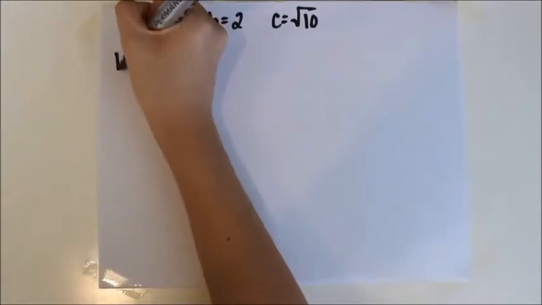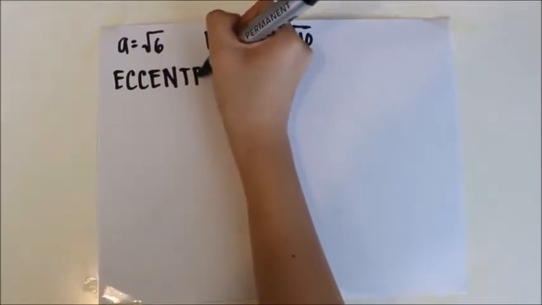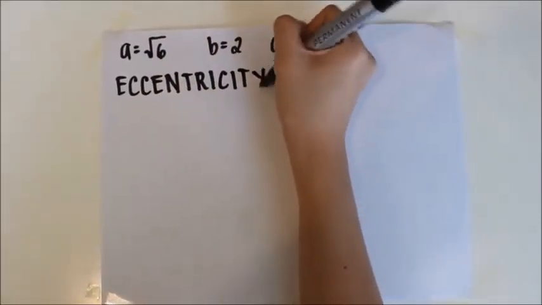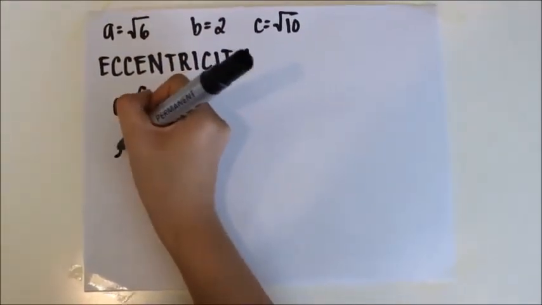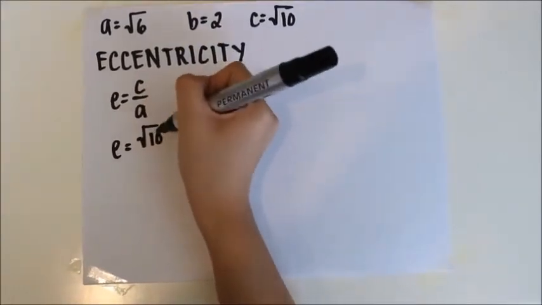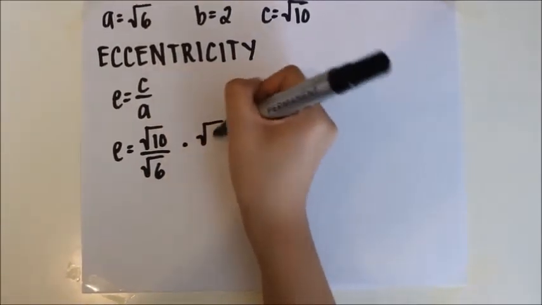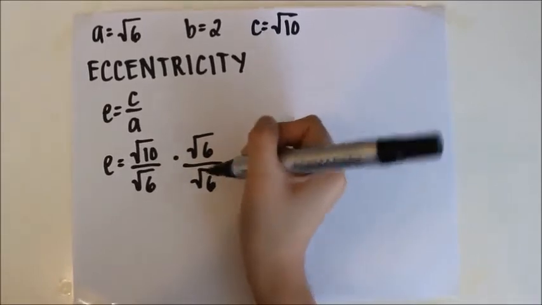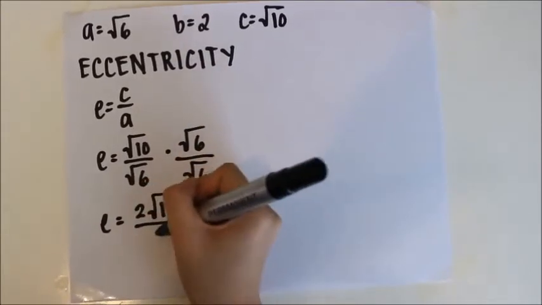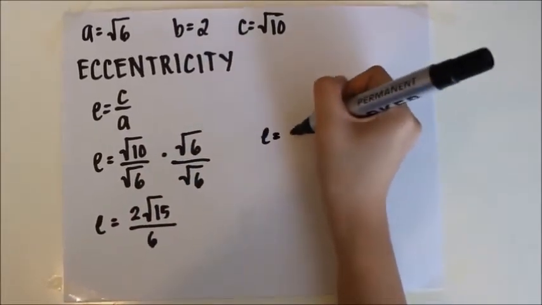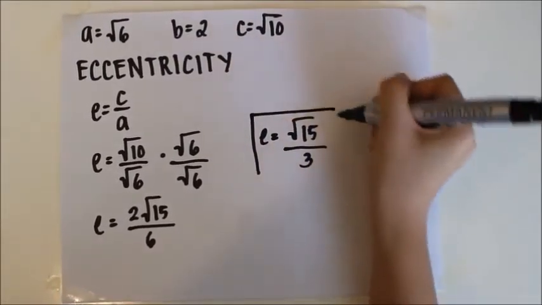The eccentricity of a conic section is a measure of how much the conic section deviates from being circular. We find it by using the equation e equals c over a. Since we have the values of such, we simply substitute it, and that becomes square root of 10 over square root of 6. We rationalize it by multiplying it with square root of 6 over square root of 6. And that gives us e equals 2 times the square root of 15 over 6. We simplify it, and that becomes square root of 15 over 3. And that is the eccentricity of our hyperbola.